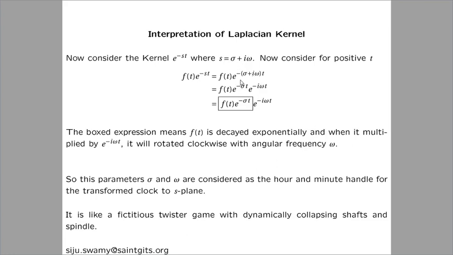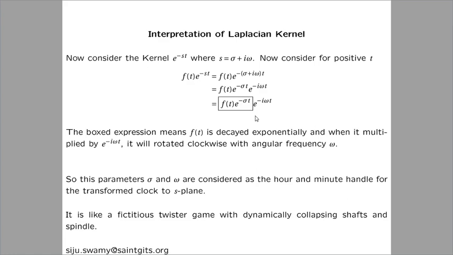Then using the law of exponents, I can rewrite this e raised to minus of sigma plus i omega t as f of t into e raised to minus sigma t, into e raised to minus i omega t. Now consider this first part. It means we project f of t onto e raised to minus sigma t. E raised to minus sigma t represents an exponential decay, or simply f of t is decayed exponentially. Definitely the sigma has a role in this decay. Now we multiply this expression by e raised to minus i omega t.